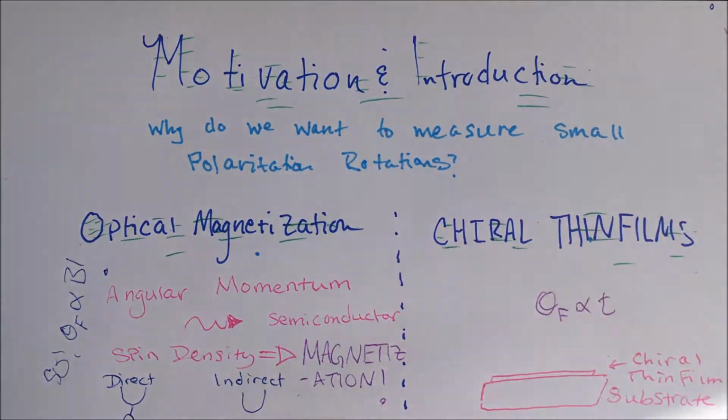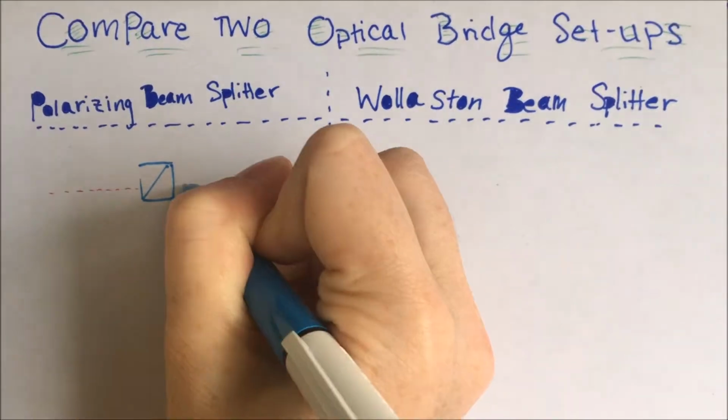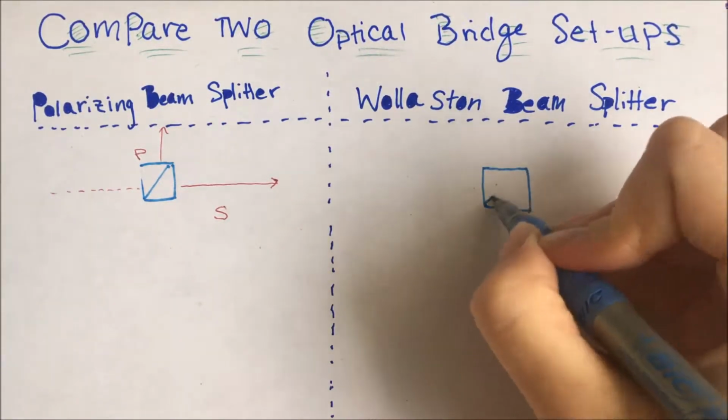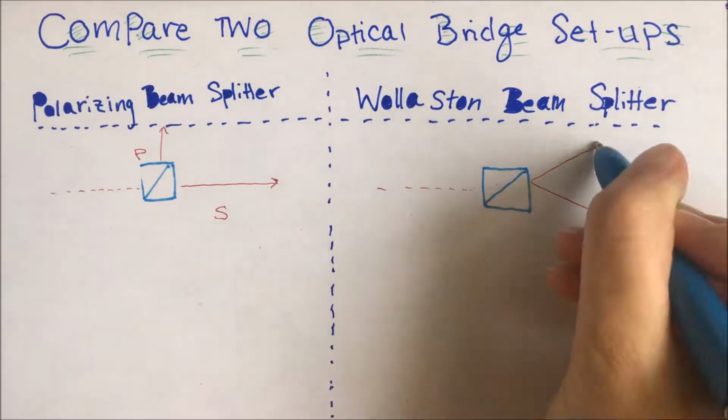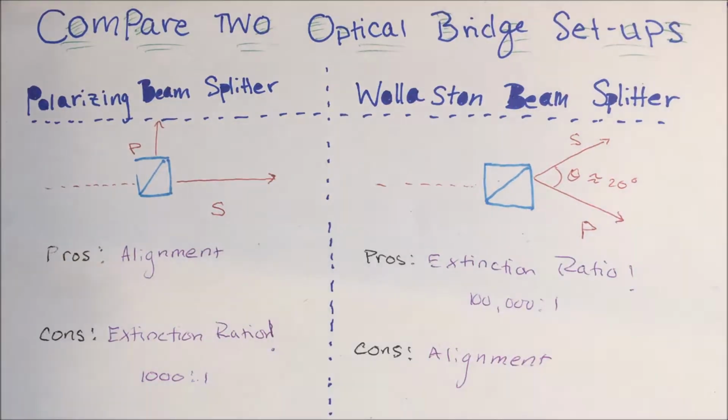I was tasked with comparing the effectiveness of two different optical bridge setups: the polarizing beam splitter, which splits the S and P polarized light at a 90-degree angle with an extinction ratio of 1,000 to 1, and the Wollaston beam splitter, which splits S and P light at a 10-degree angle with an extinction ratio of 100,000 to 1. PBS is easier to align, while the Wollaston has a higher extinction ratio.